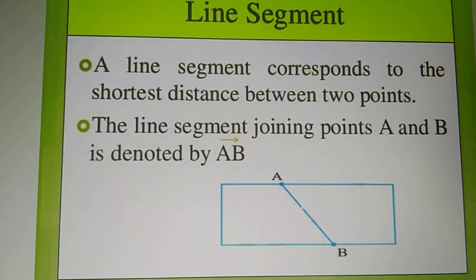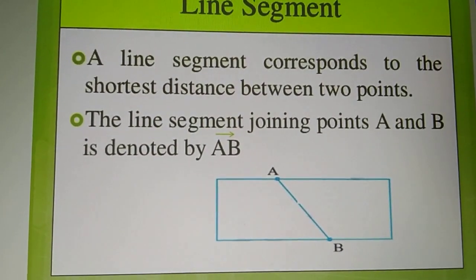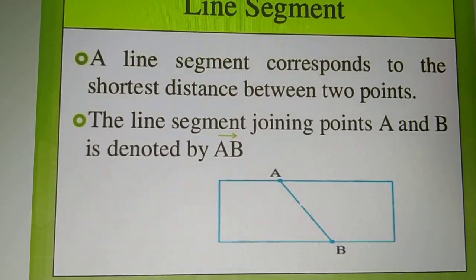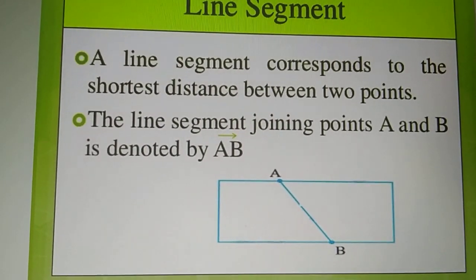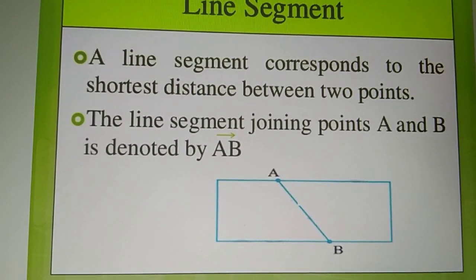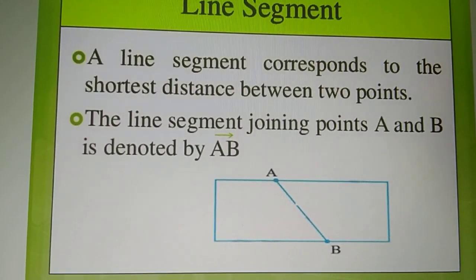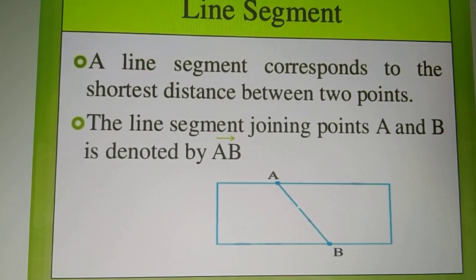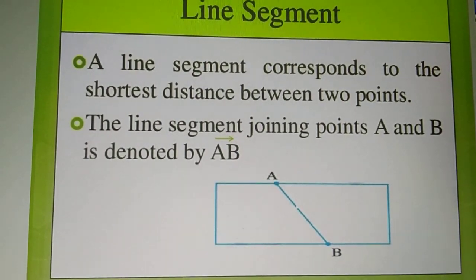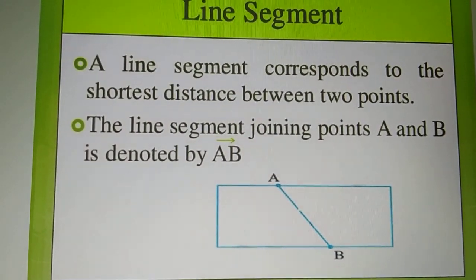Line segment. A line segment corresponds to the shortest distance between two points. The line segment joining points A and B is denoted by AB, and above that we put the sign of a line segment. As you can see, AB, and above that there is a bar.